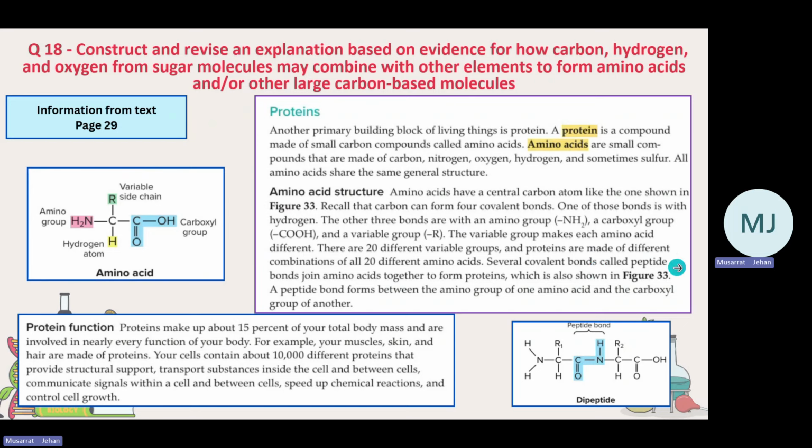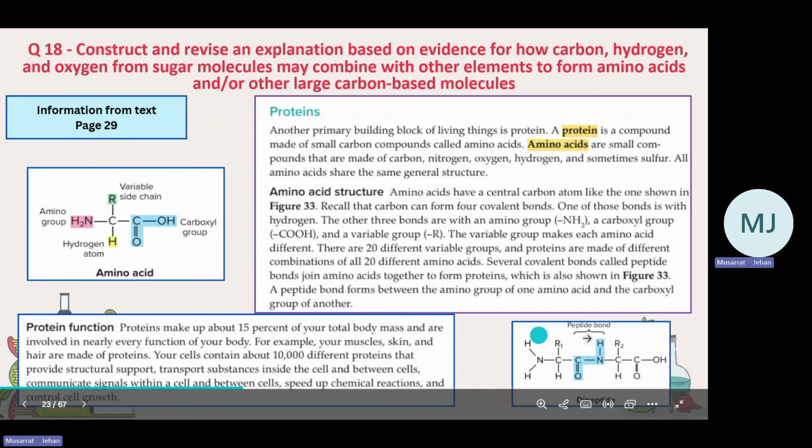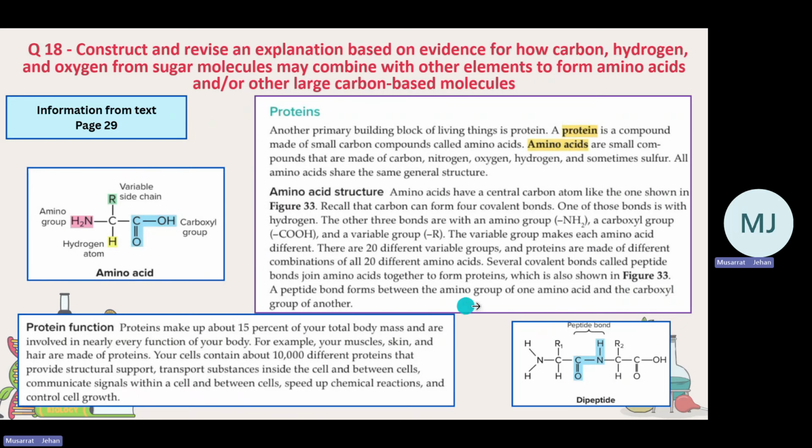Several covalent bonds called peptide bonds join them. Now this is a special bond found in proteins, which is joining amino acids. We call it the peptide bond. So you can remember P for peptide, P for protein. They are joining amino acids together to form proteins. A peptide bond forms between the amino group of one amino acid and the carboxyl group of another.